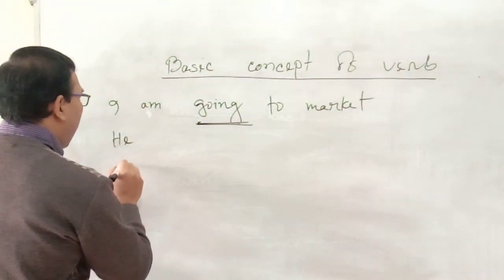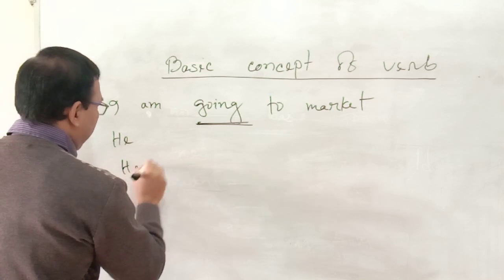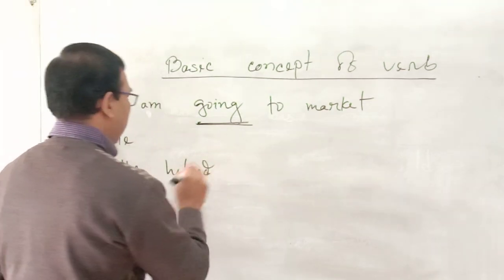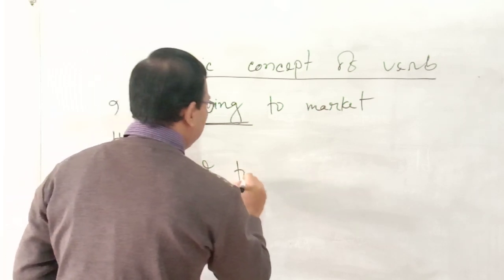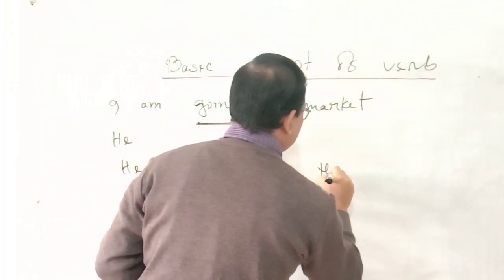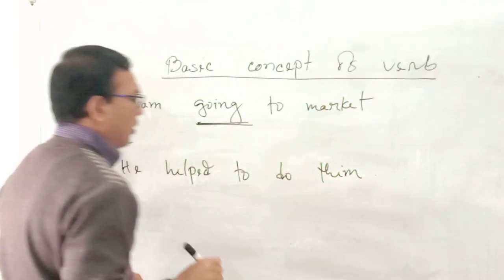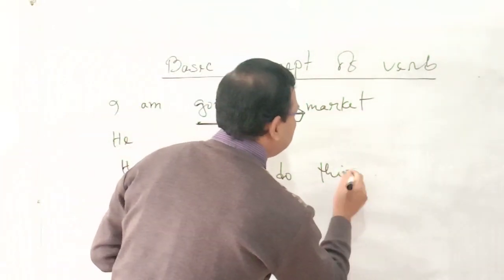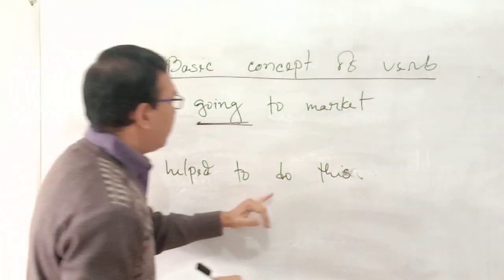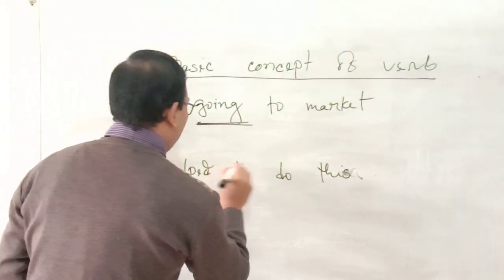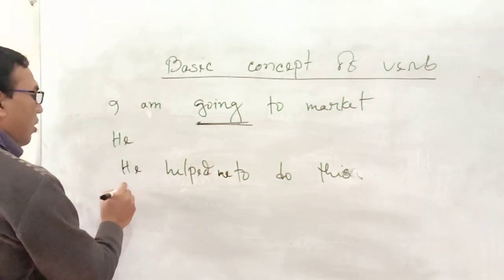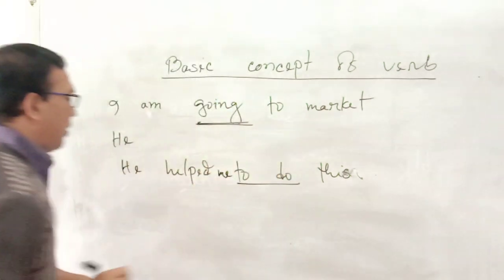Again, he helped to do this. He helped to do this. We can use an object here. He helped me to do this. Here to do, this is an infinitive.